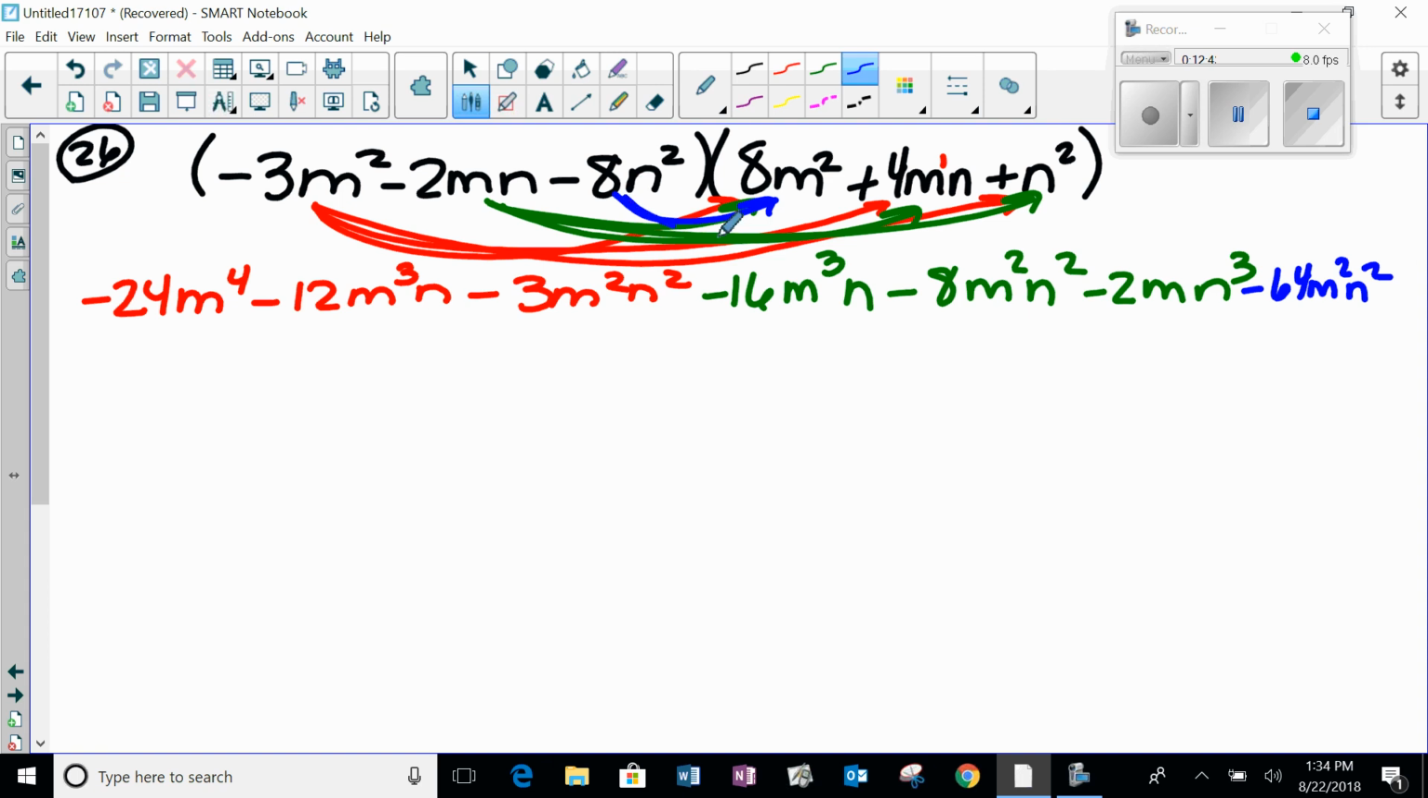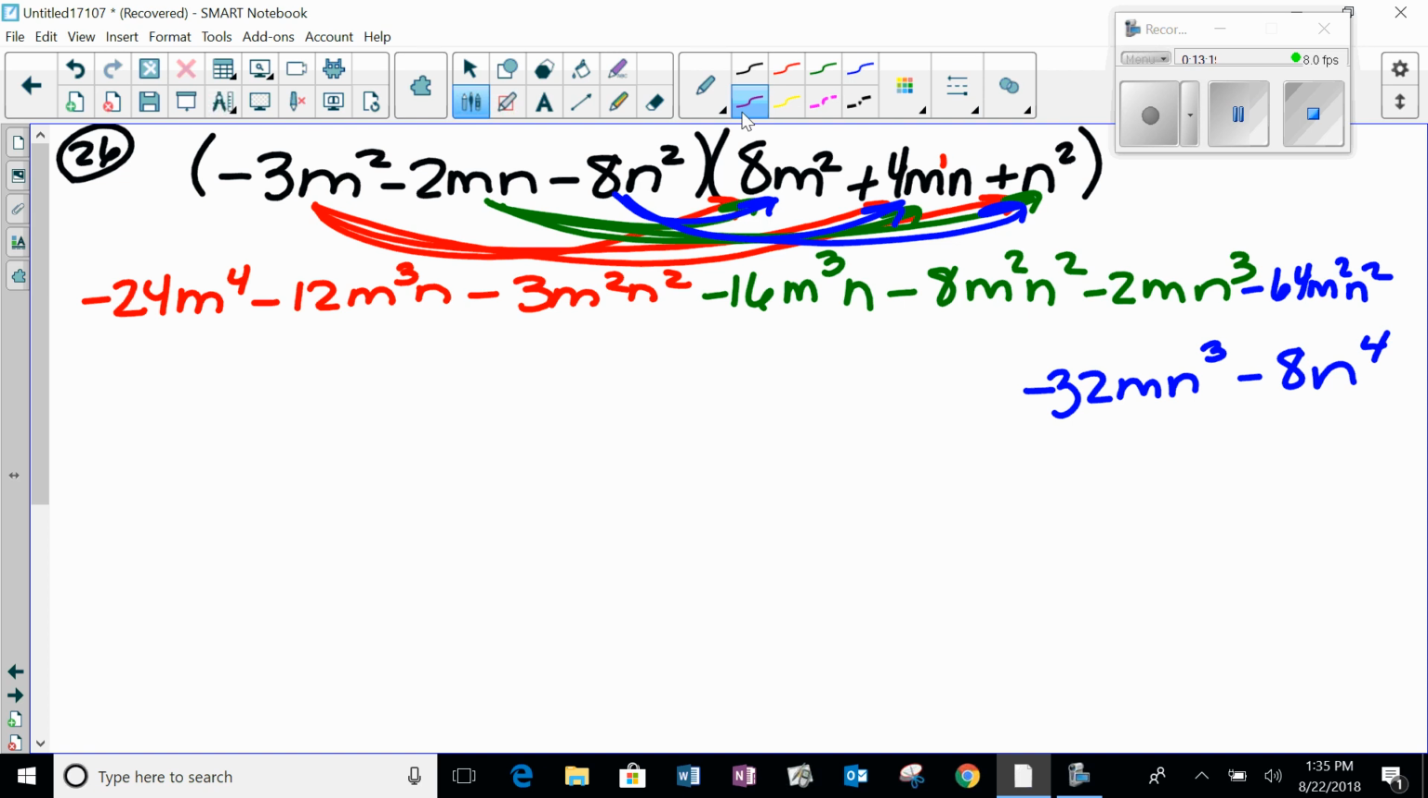Now I'm going to do my negative 8n squared times 4mn. That's going to give me, I'm going to write it down here, a negative 32mn cubed. Negative 8n squared times n squared is going to give me a negative 8n to the fourth power.